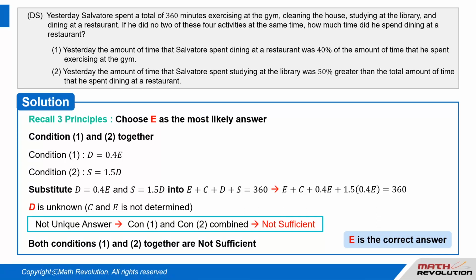There is no need to calculate. You can just go for the answer E right away on the actual exam. Both conditions 1 and 2 together are not sufficient, so E is the correct answer. When there are more than 3 variables in the question, it is most likely that E would be the answer. Therefore, always check both conditions together to save time. Answer: E.